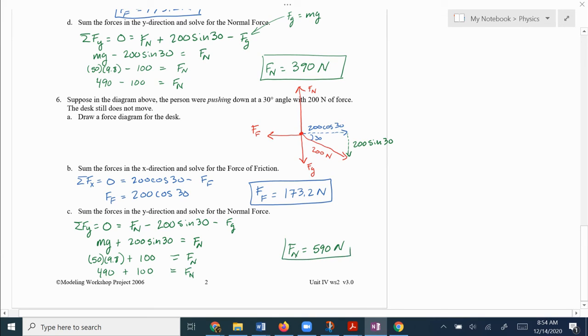Again, that makes sense because since you're pushing down on the table, the normal force has to be greater to cancel out the force of gravity and also your downward push. So we would expect the normal force to be bigger than the force of gravity. Force of gravity was 490. Normal force is 590, showing that it's bigger. And we drew it bigger. We knew that going into this problem.